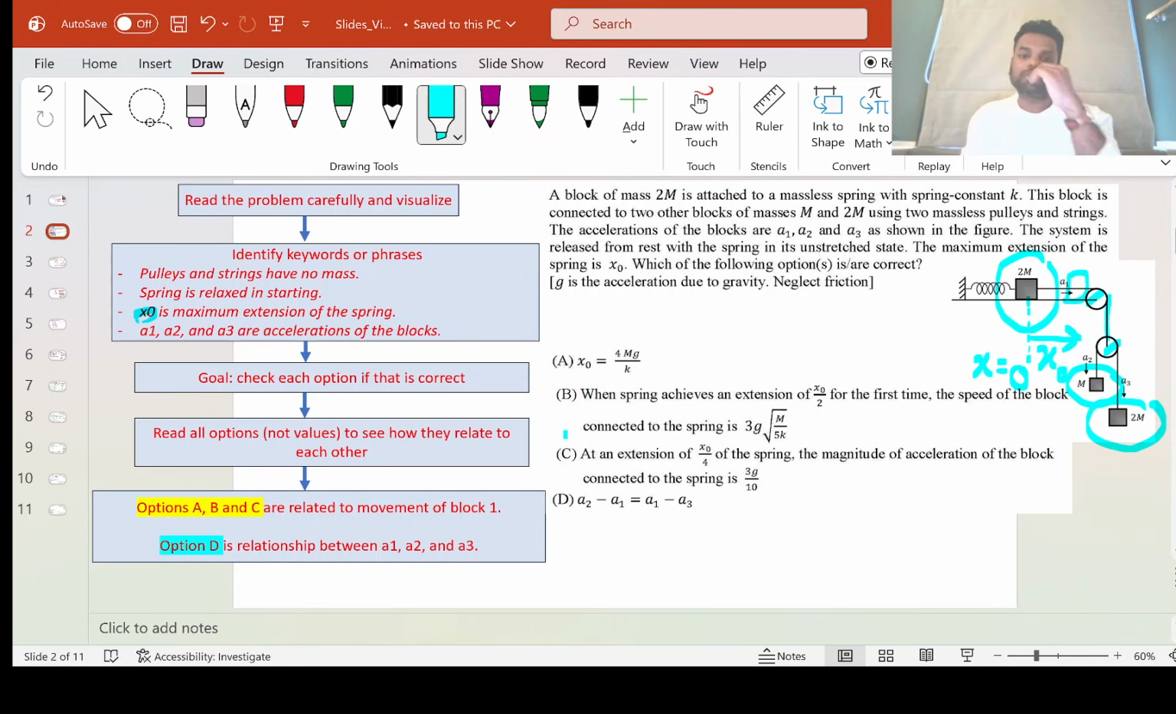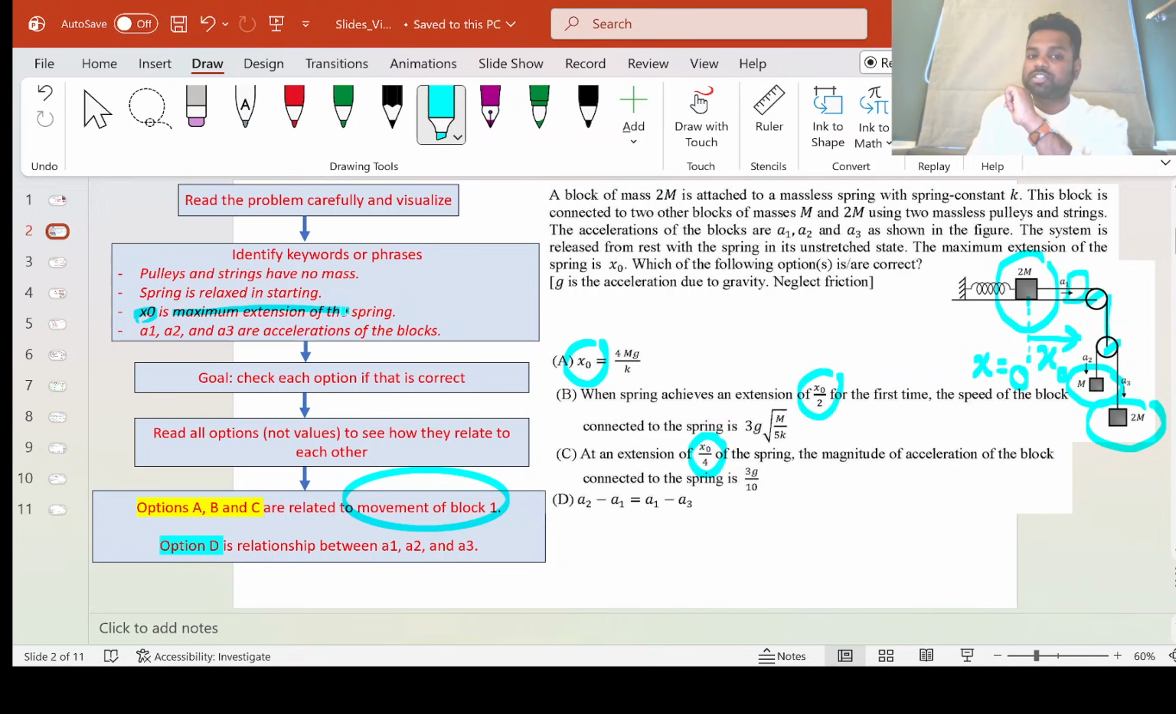So before you jump into solving, read all the options and see if there is a correlation, if there is a pattern. So you will see options A, B and C. A has x naught, B also has x naught, and C also has x naught. So A, B and C are about the movement of block 1. And what is x naught again? X naught is the maximum extension of the spring, this spring here, right? And option D is about a relationship between A1, A2 and A3.